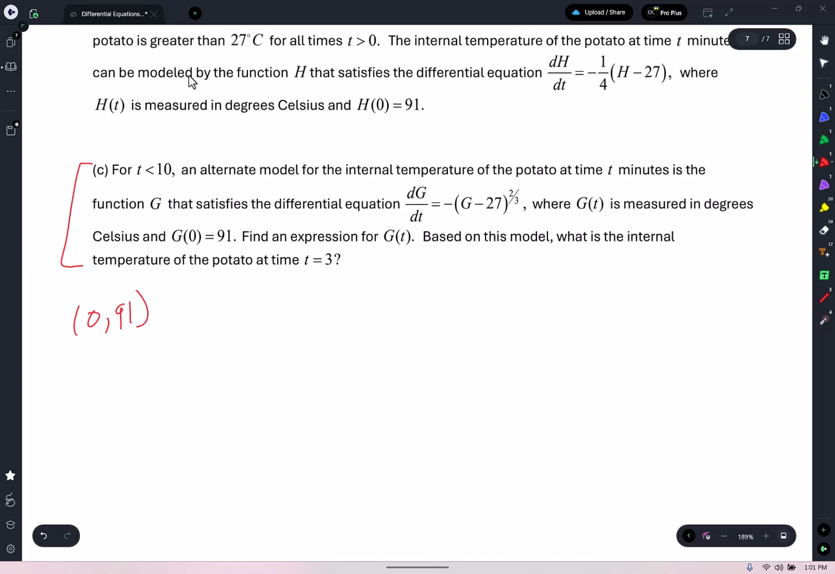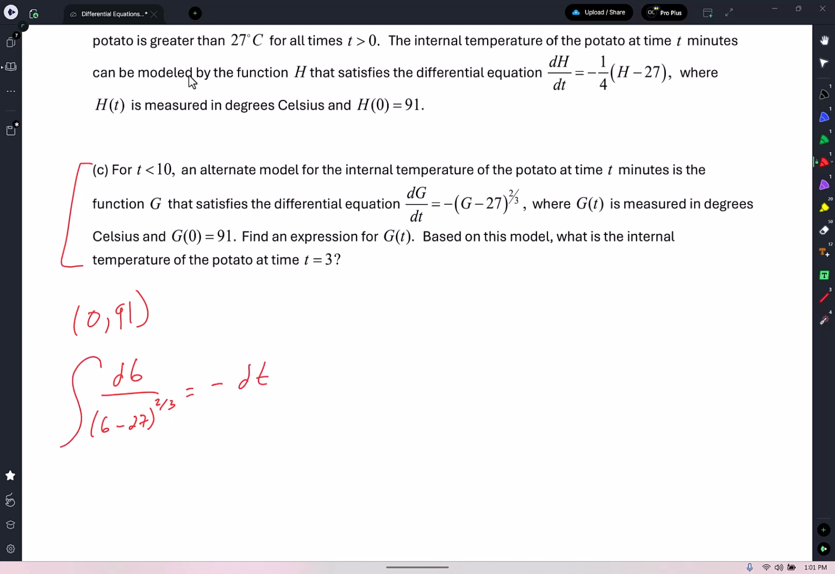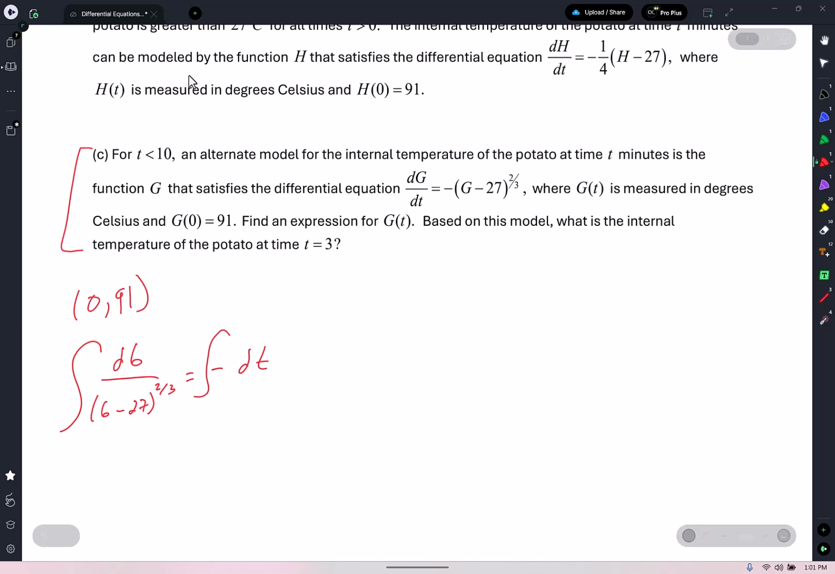Okay, so separate your variables, the g's with the g's. So you're going to have dg over, and then just move. I'm not going to put the negative there, I'm just going to leave it like that. So I'm going to write parentheses g minus 27, close it, to the 2/3, equals negative dt. Integrate. I guess you can put the negative in the front of that if you wanted to.